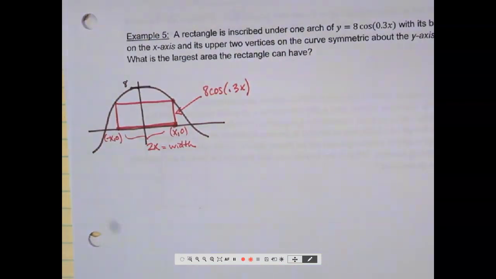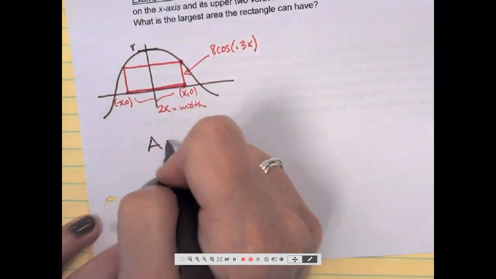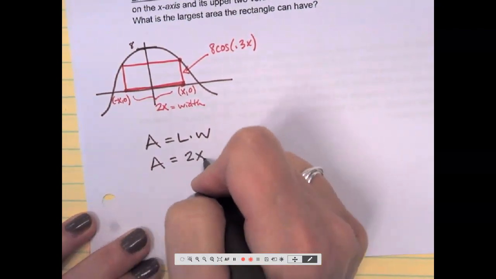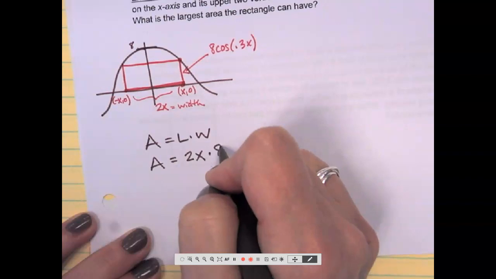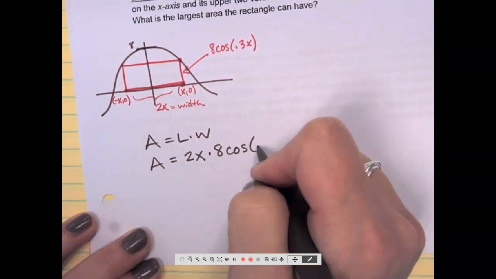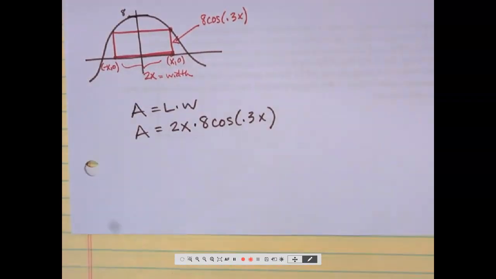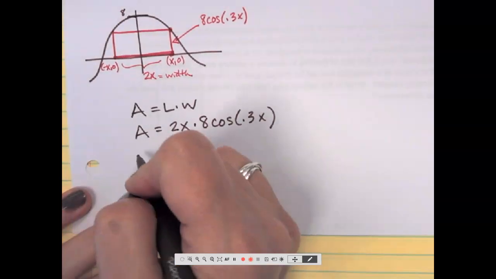Okay? So, I want to maximize what? Area. How do I find the area of this lovely thing? Height times width. 2x times 8 cosine 0.3x. Okay, I only have one variable, so I don't have to worry about a secondary equation of any type. I'm going to take the derivative of this. What will I use?